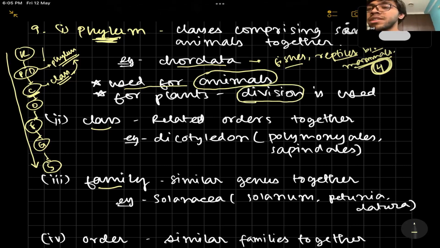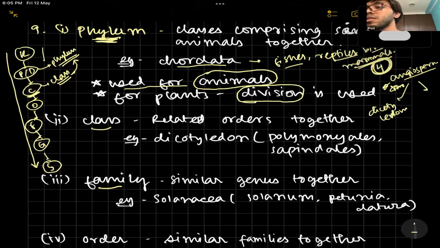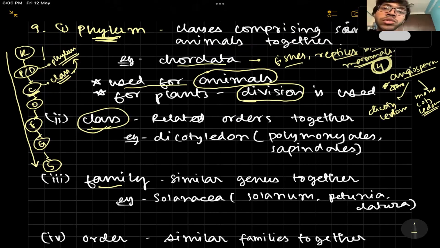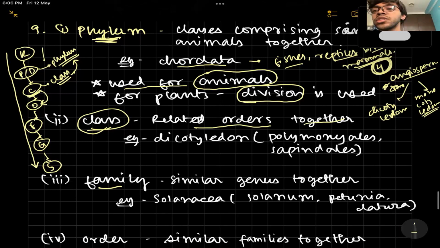There are 2 divisions of angiosperms. One is dicotyledons, and the other one is monocotyledons. That's it. Now coming to class. Again, you can create the definition on your own. Like, a class comprises animals that are present in similar or related orders together. Dicotyledon is a class which includes.